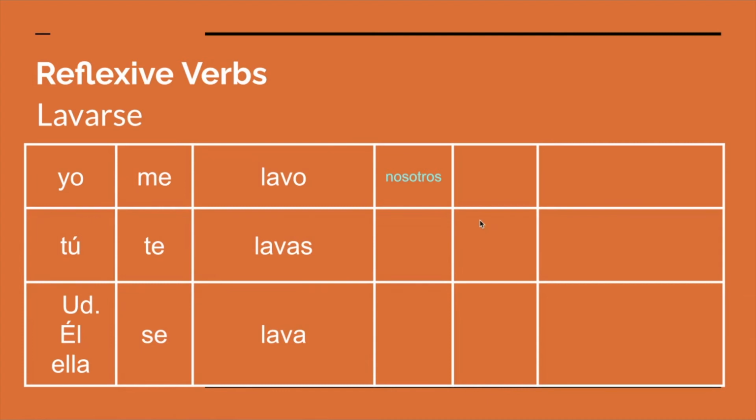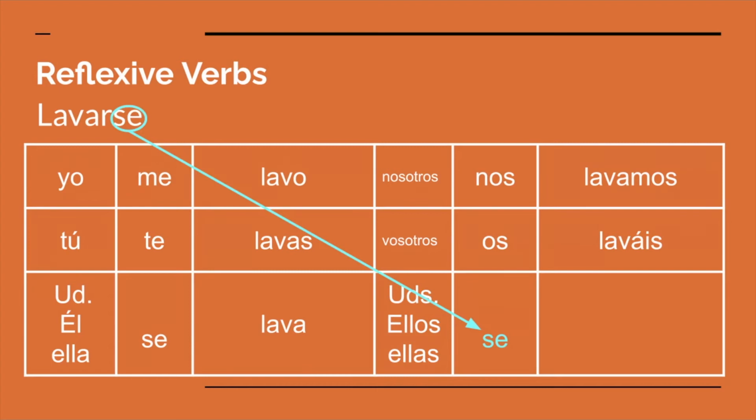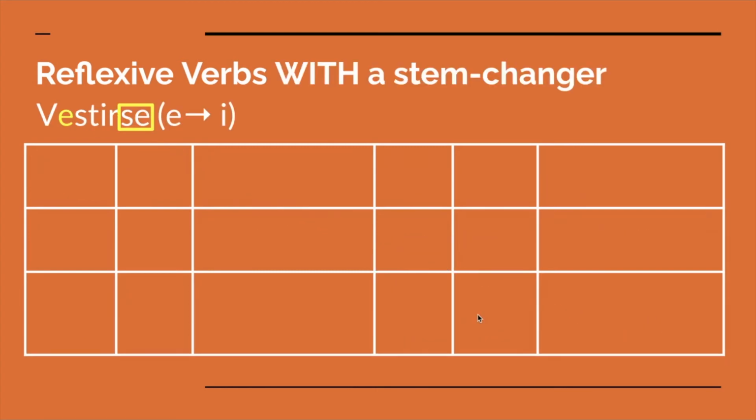Now we got nosotros. So the next one we put in here is nos. Now what we have left is lavar, and we have lavamos. The next one, vosotros, os laváis. Then we have ustedes, ellos, ellas, and then we just have the same pronoun from over here, comes over here. Se lavan.